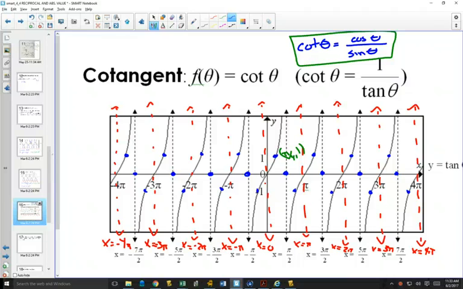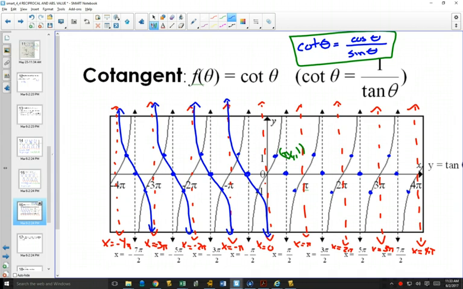Now, try to ignore the black lines. Just think about your asymptotes and your points. In this section between those two asymptotes, does that make sense? And we'll get this over and over again. So the cotangent graph kind of looks like a flip of your tangent graph.